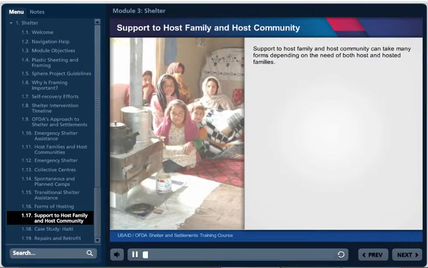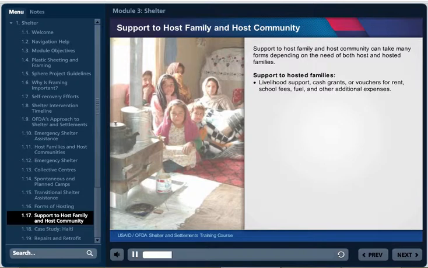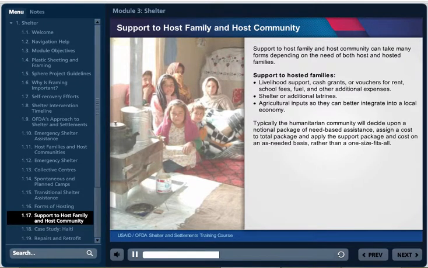Support to host family and host community can take many forms depending on the need of both host and hosted families. Sometimes this is livelihood support, cash grants, or vouchers for rent support, school fees, fuel, and other additional expenses. Sometimes the need is for shelter or additional latrines, and sometimes it's agricultural inputs so they can better integrate into a local economy. Typically, the humanitarian community will decide upon a notional package of need-based assistance, assign a cost to the total package, and apply the support package and cost on an as-needed basis rather than a one-size-fits-all.